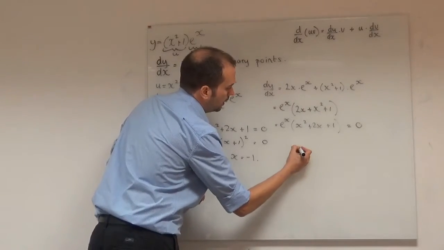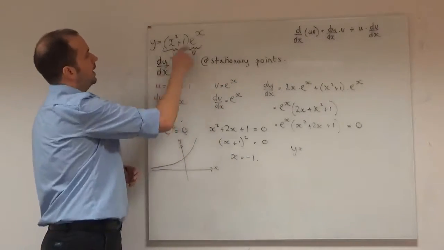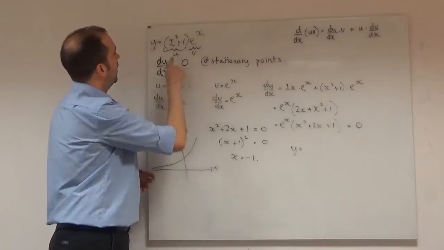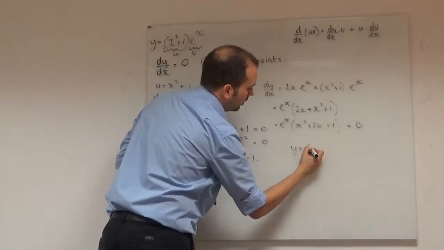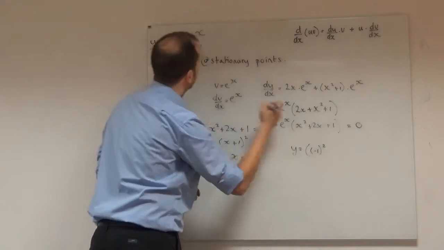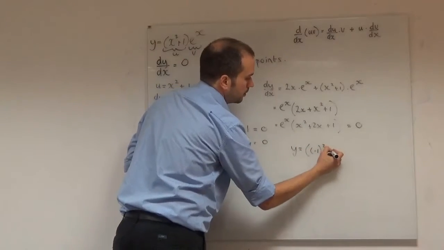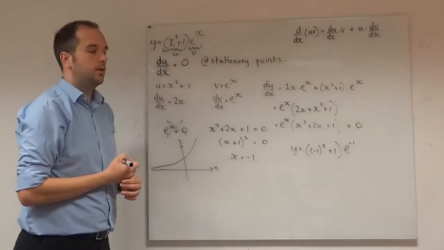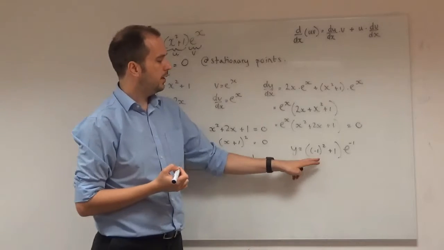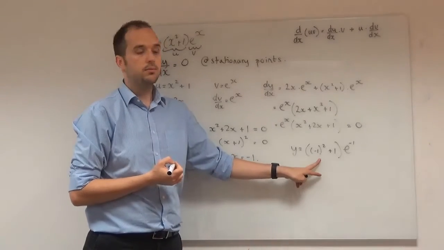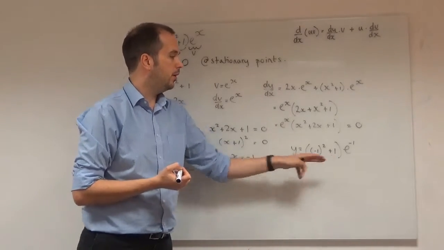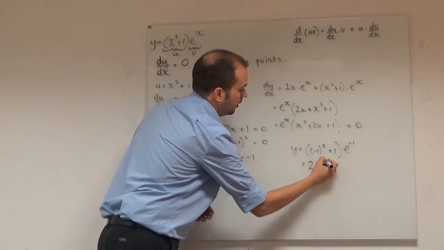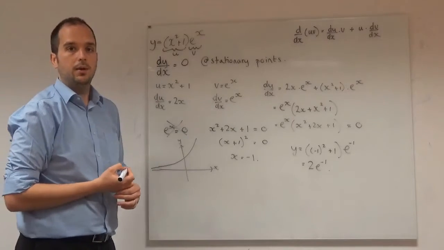To get our y coordinate, remember we substitute back into the original function. So when x is minus 1, y is going to be minus 1 squared plus 1, times e to the minus 1. Now, minus 1 squared is 1. So we have 1 plus 1 is 2. So our y coordinate is 2e to the minus 1.